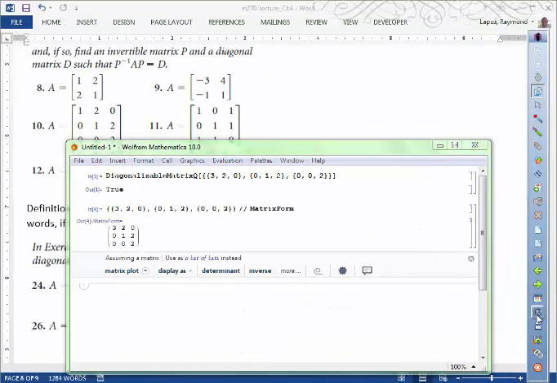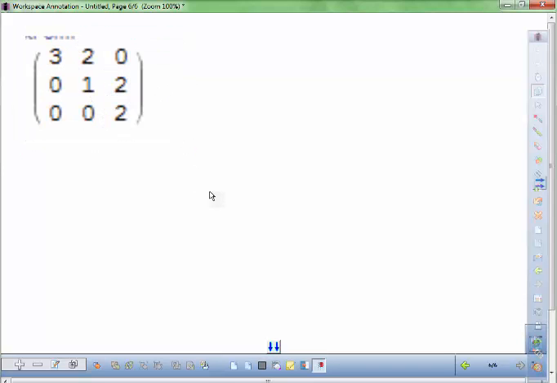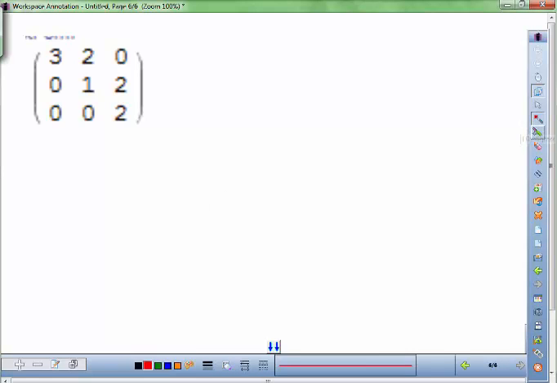All right. So let's find out if this is diagonalizable. Well, it is diagonalizable. Let's find the diagonal. Oh, it's right there, 3, 1, 2. Let's find the matrix P that would make this diagonalizable. So we know that this is diagonalizable because we had Mathematica check.